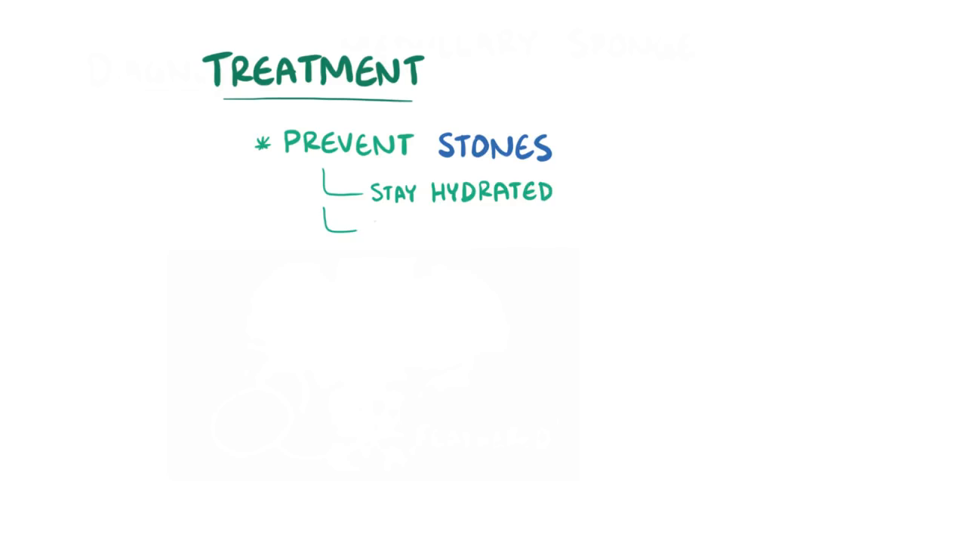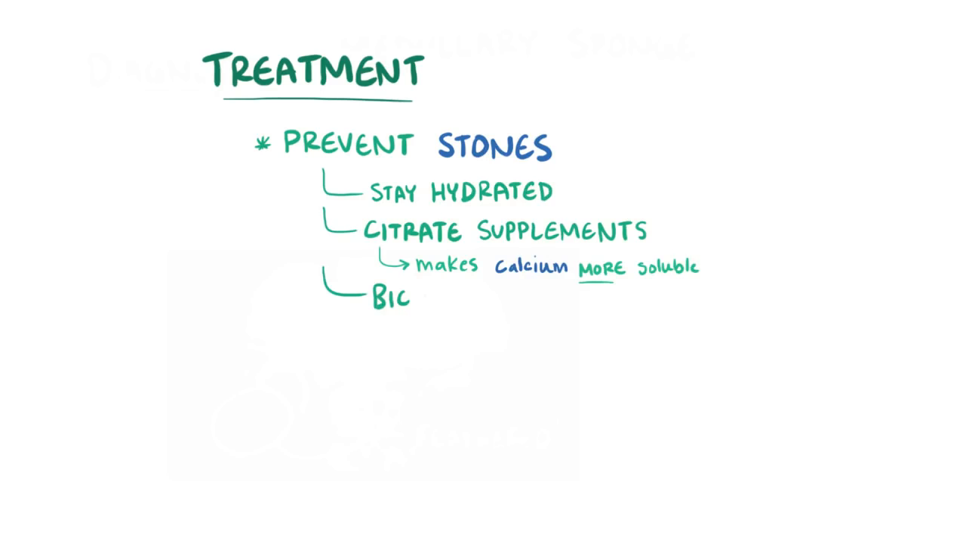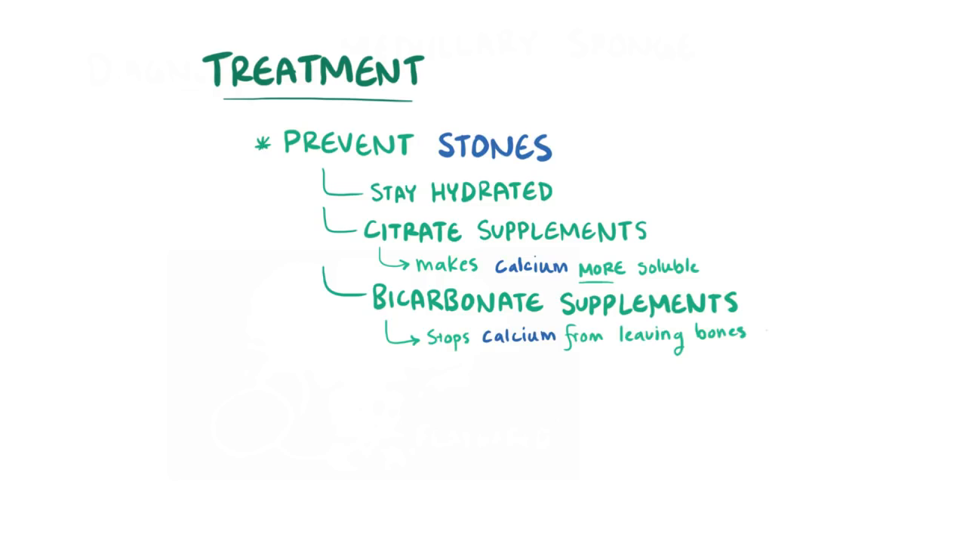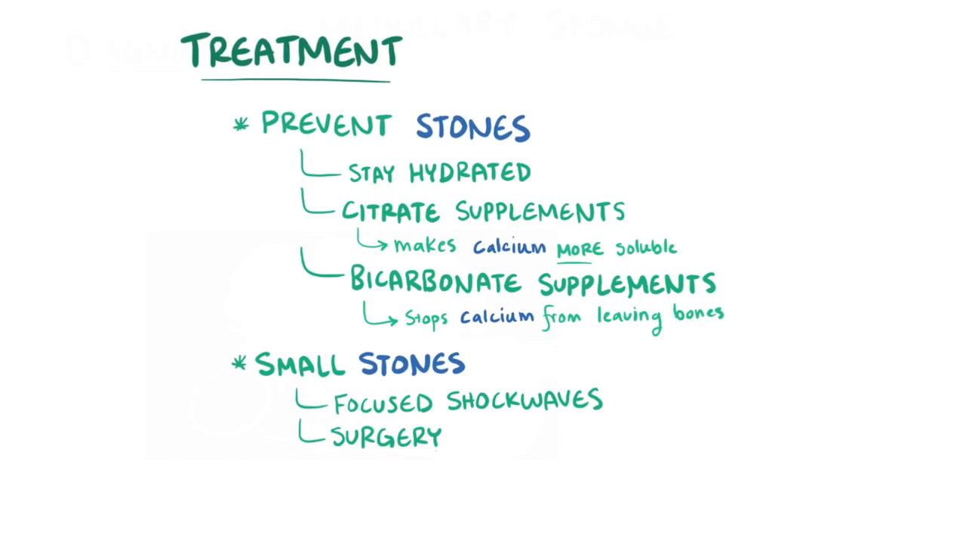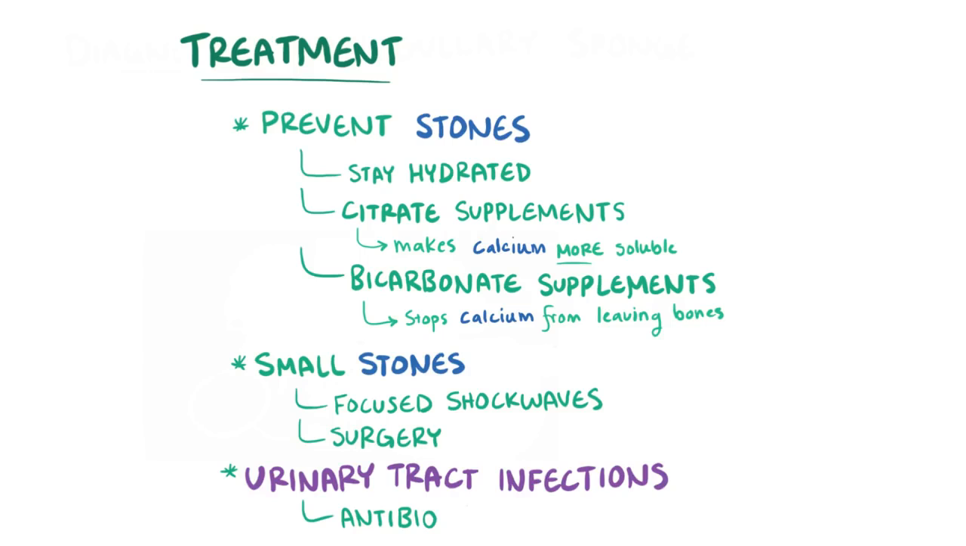Treatment of medullary sponge kidney might target preventing stones from forming, which includes keeping an individual well hydrated, taking citrate supplements to make calcium more soluble, and taking bicarbonate supplements to prevent calcium from getting leached out of the bones. If small stones develop, they can be broken down with focused shock waves, or surgically removed before they get bigger. Finally, complications like urinary tract infections can be managed with antibiotics.